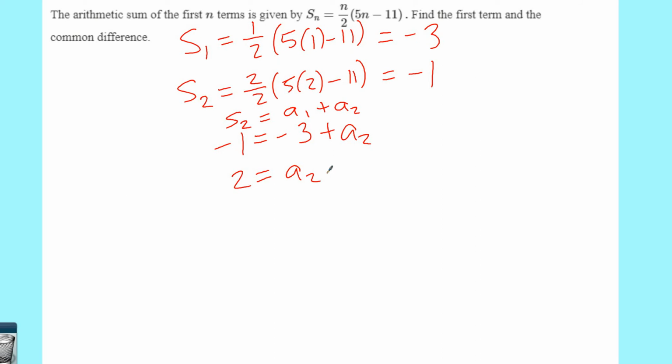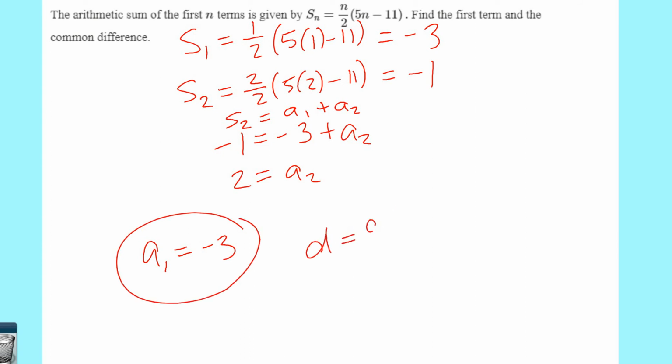Okay, so let's see what they want to find. The first term, so the first term is negative 3. We found that out. And the difference is just the second term minus the first term. So 2 minus negative 3 is 5. Okay, so our difference is 5.